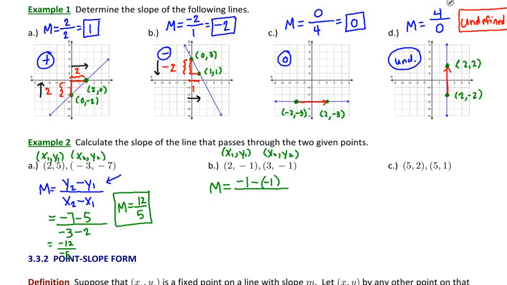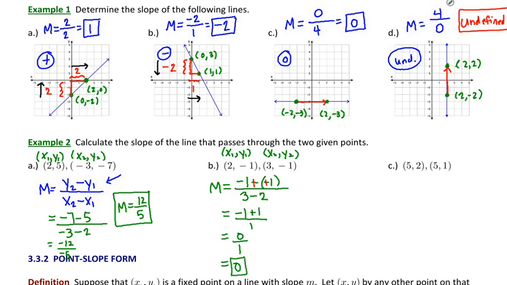In the denominator, we're going to calculate the difference in the x values. So we take x sub 2 minus x sub 1. When we subtract a negative, that's the same thing as adding. So we have negative 1 plus 1 in the top. 3 minus 2 in the bottom gives us 1. So notice our slope is 0 divided by 1, which is equal to 0.